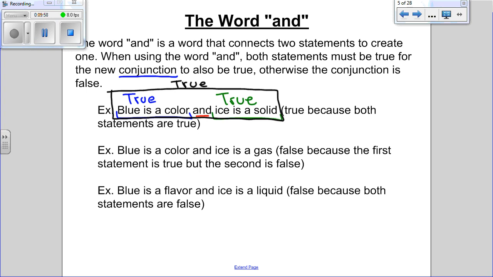Okay, second one. It says blue is a color, so that's one statement. We look at that statement by itself. That is true. And ice is a gas. That is false. When you're using the word and, both statements have to be true for the whole thing to be true. In this case, we have one true and one false. That means the entire statement is false.